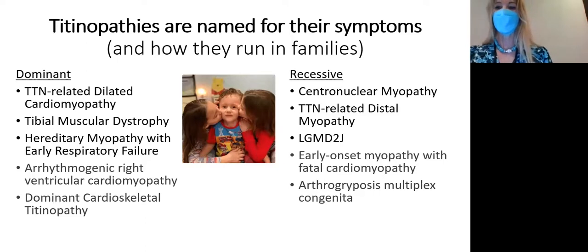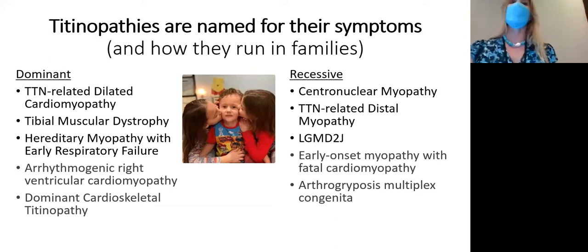We also have titin-related distal myopathy. That's a recessive, usually young adult onset condition where there can be weakness in the hands and feet. And then there are some additional congenital conditions that are really too numerous to name here, but that includes early onset myopathy with fatal cardiomyopathy, as well as a variety of arthrogryposis conditions. And arthrogryposis means contractures. And we can see babies born with contractures in their joints with their hands folded and their limbs with limited mobility.